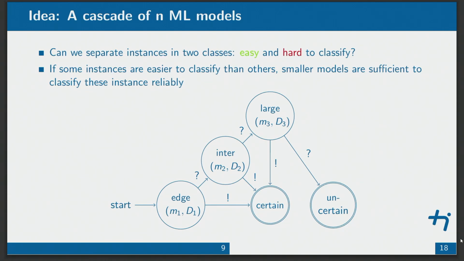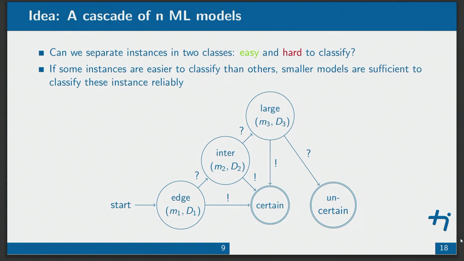Here comes the ominous cascade into play. We built a small cascade, in this case, of three different models for the three different compute tiers. And the basic idea here is, can we separate instances into two classes, easy or hard to classify? And always easy or hard to classify for our current tier of compute device. If some instances are easier to classify than others, then for these easier instances, smaller models are sufficient to classify them in a reliable fashion.